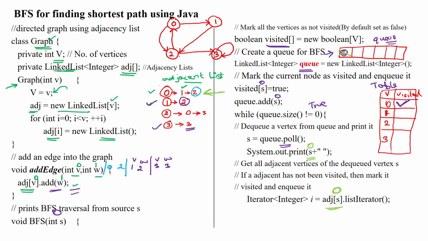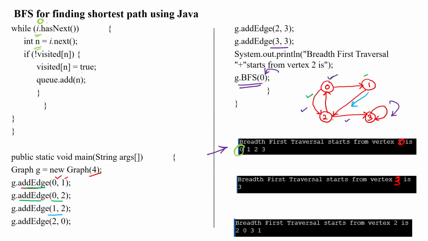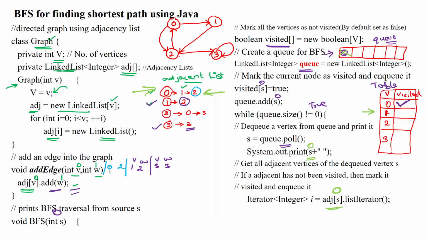What is the 0's adjacency? 1. From this list, the adjacency of 0 is 1. Is it visited? In this table we are checking, it is not visited. If it is not visited, then we have to make visited of 1. So I dot next is 1 here, and n is 1. Not visited, so we make visited of 1 equal to true.